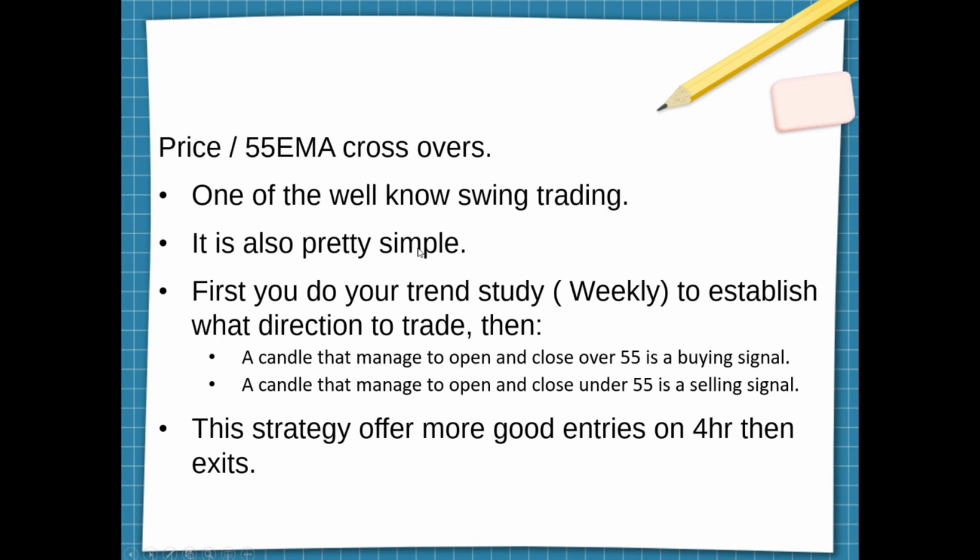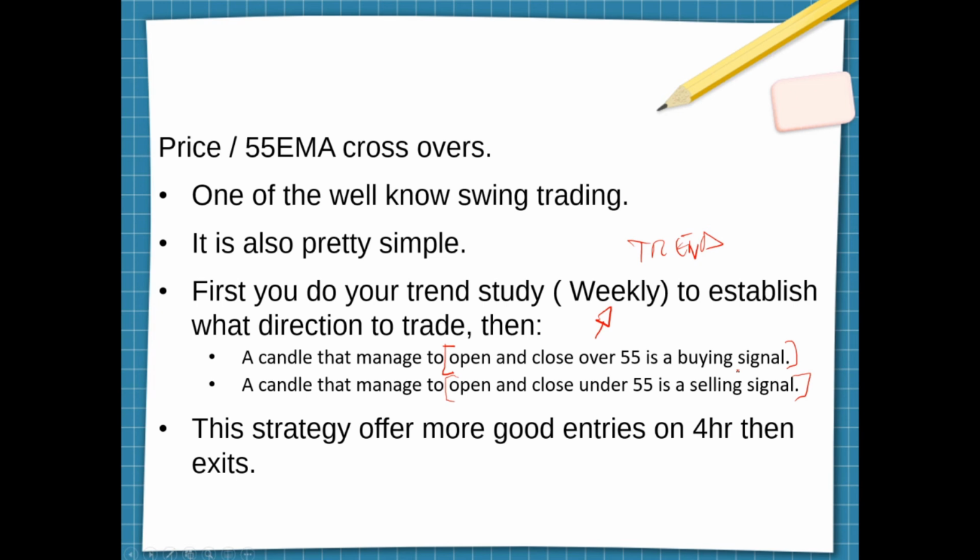It's very simple, and first you do your trend study, just like I always tell you. You start from the bigger picture, weekly, to establish what direction to trade, and then a candle that managed to open and close over the 55 is a bullish signal. A candle that managed to open and close under 55 is a selling signal. Now, it's very important that these conditions are in accordance with the trend study. Many traders don't consider that point.